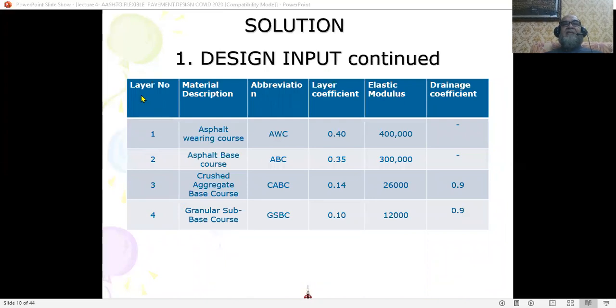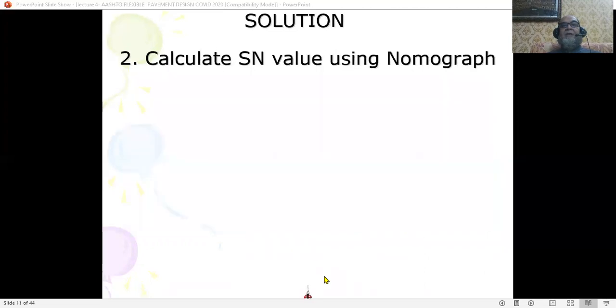Now, another design input is the material property. So what we do, we take down all these values, and as I've discussed, we'll take 0.40, 0.35, 0.14, 0.10 as structural layer coefficients. 400,000, 300,000, 26,000, 12,000, all of them have been given to us, and the drainage coefficient 0.9 is already available to us in the problem statement. We need to calculate the SN value.